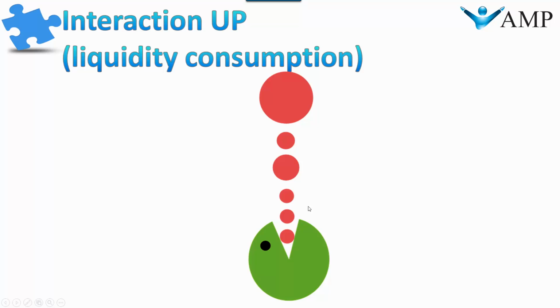Now the term liquidity is one that confuses a lot of traders. So let's explain before we continue. Liquidity simply refers to the availability of the other side to trade with.